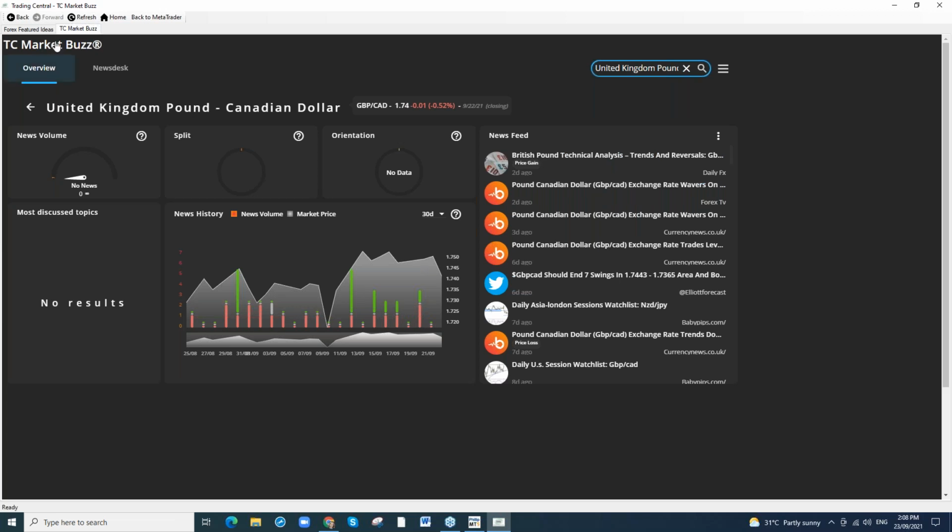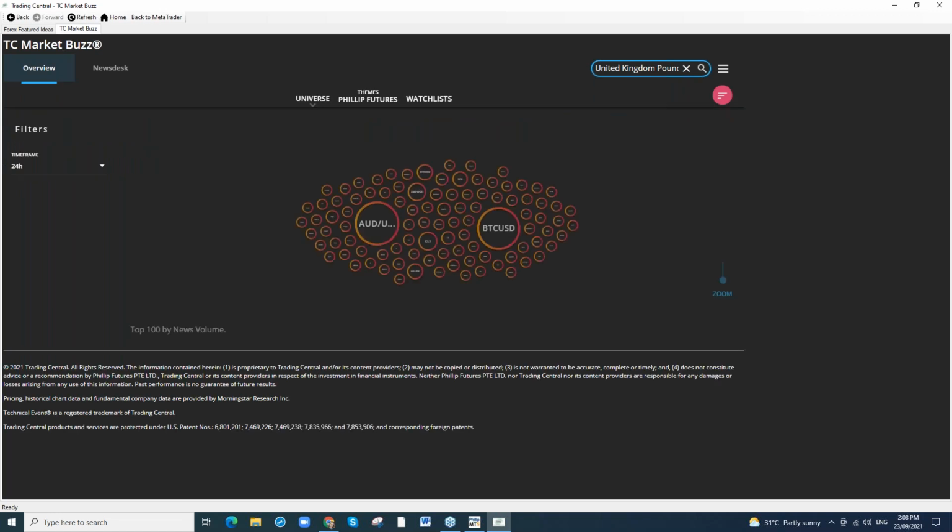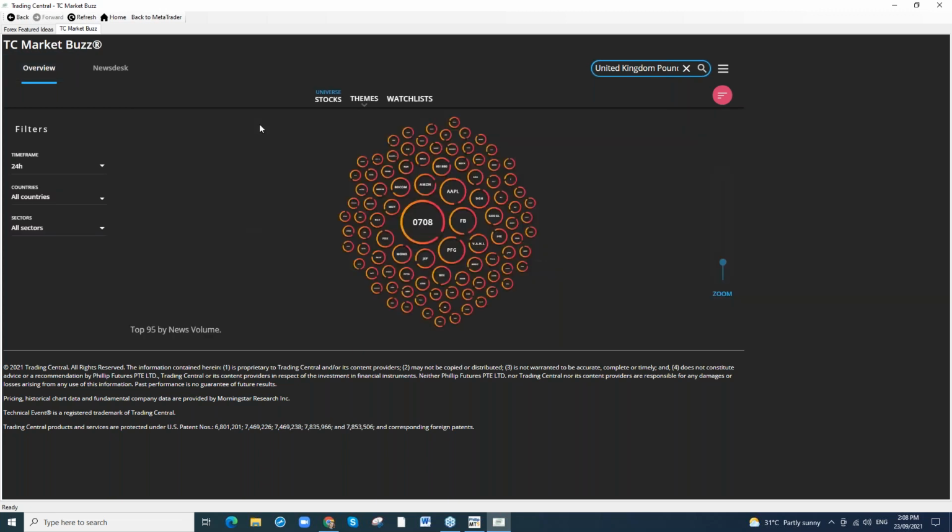However, in case of Market Buzz, I would say this is more useful for general information and news for you, and of course for stock trading it would be much more interesting for you as well. So for example, if you are searching for some info about basically what's buzzing now in the market, what are the most buzzing stocks, you get this bubble interface.